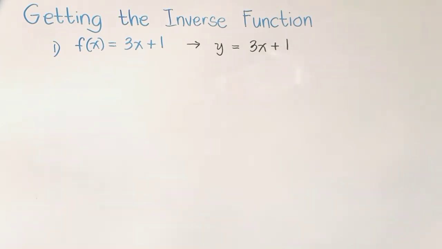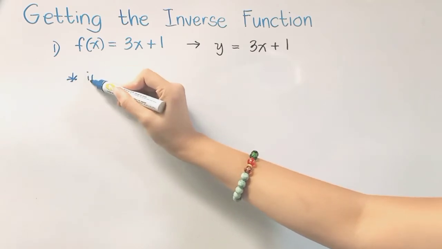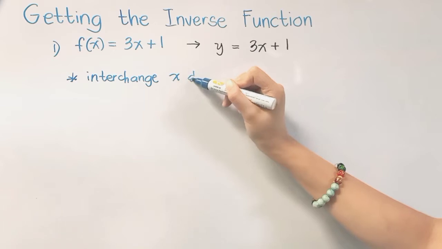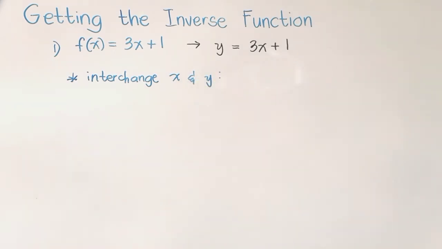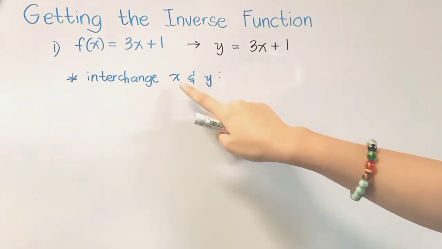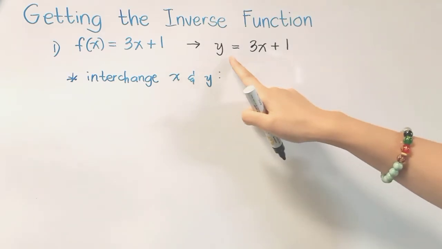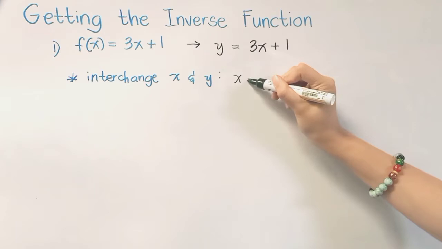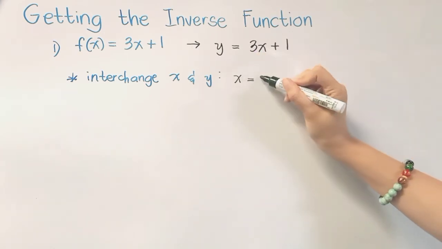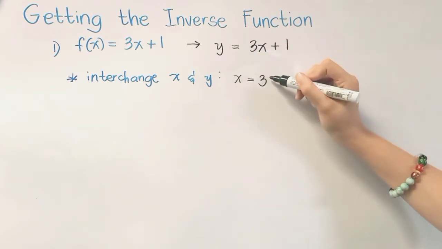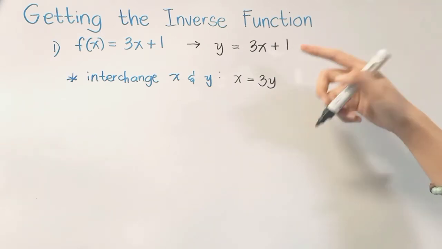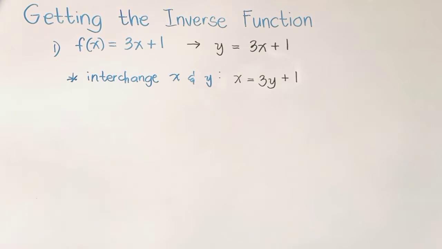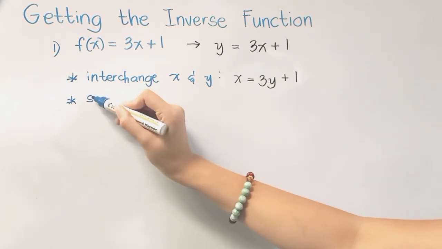We are now ready to solve using two steps. The first step here is to interchange x and y. So if we have here this given, our y will become x, and then our x will become y. So copy 3, our x will become y, and then copy plus 1. Basically, this is what inverse function is all about, interchanging x and y.